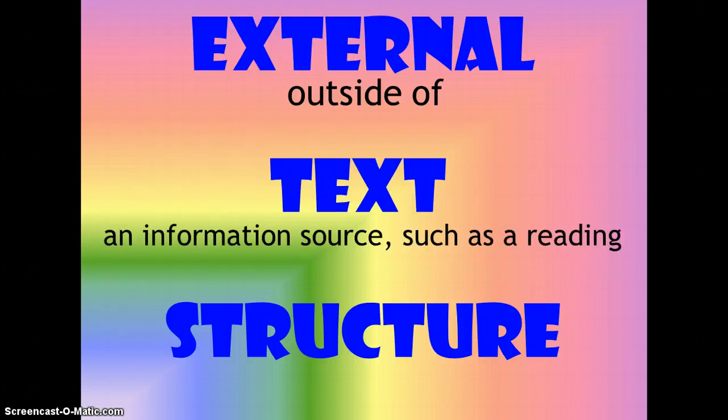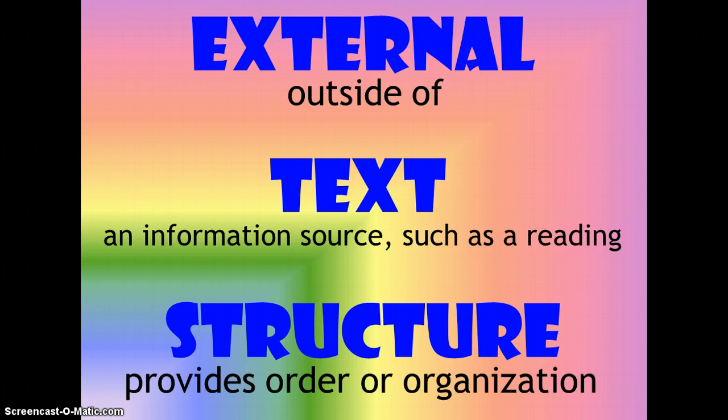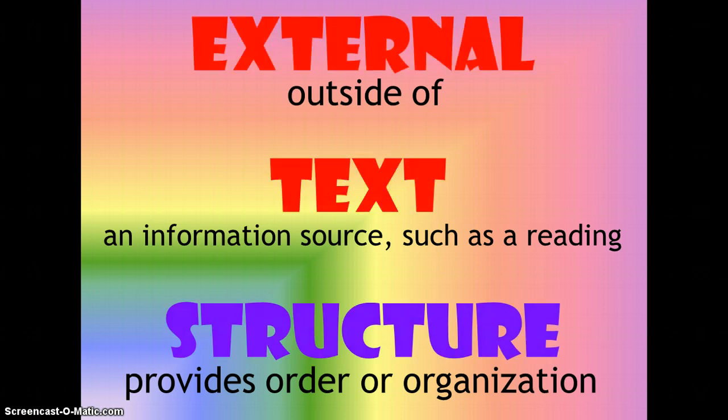Text is an information source. Now, we're most familiar with text as a reading, but text can be all kinds of things. It could be a recording, it could be a video, it could be a news broadcast, a podcast, just anything that gives you information. And structure is something that provides order or organization to an item. Without structure, our item falls apart. It doesn't stand up. So if we synthesize these definitions, we think of external text structures as an organizational tool that is outside of an information source.